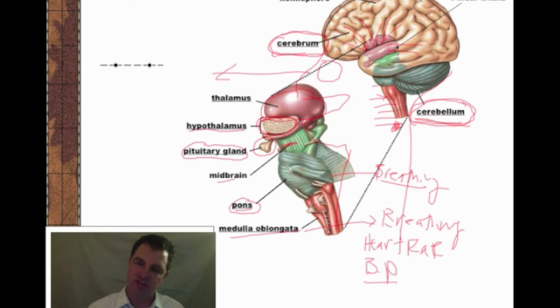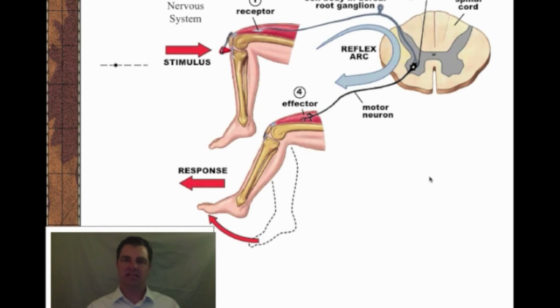And as you get up into this region up here, depending on how much you damage the pons and the medulla, you end up having trouble breathing on your own and controlling your heart rate and things like that. Also, just to show you a simple version of how the system can be wired together, I'll show you this reflex here that I'm sure you've all had done before.